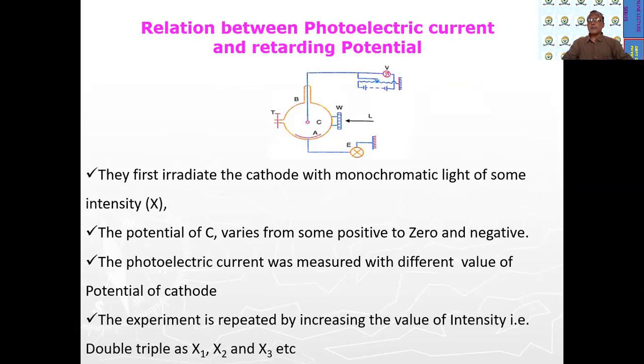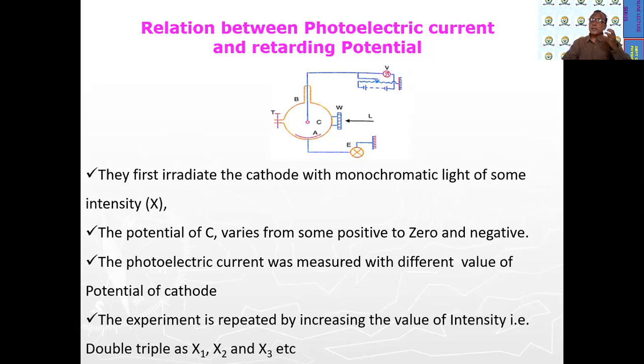First of all, light is incident on the cathode C. That means the cathode is irradiated with monochromatic light, which comes through the window W, and the intensity of this light incident on C is, suppose, X. Now the potential of C, that is the cathode, varies from some positive value through 0 to negative: +2, +1, 0, -1, -2, and so on.